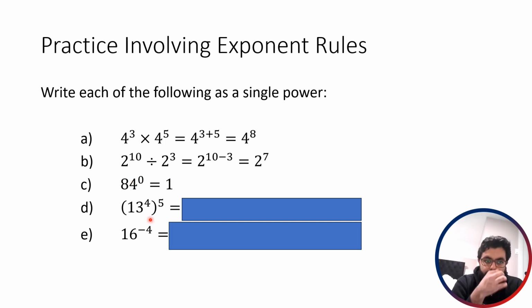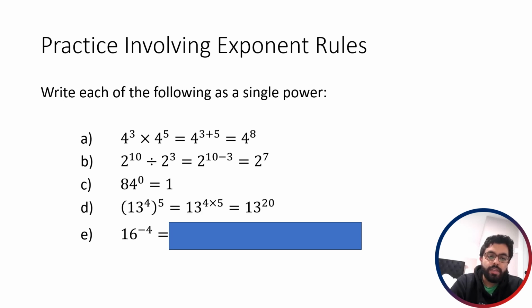The fourth one is following the power rule from the previous slide. If you've got a base to an exponent, and then that whole thing is raised to another exponent, then that tells you that you can multiply the exponents together. So the base was 13, so the base stays 13. So we have 13 to the power of 4, to the power of 5. When we have this kind of setup where we've got base, exponent, and then another exponent on the outside, we can multiply those exponents together. So we get 13 to the exponent of 4 times 5, which is 20. So 13 to the exponent 20.